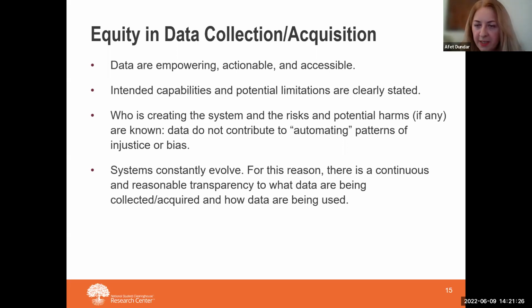Who is creating the system? Risks and potential harms. We all, of course, think that we do not do things that will intentionally harm our learners, but with the algorithm that we are developing, this is more about being intentional. I'm not suggesting or implying that anybody is doing potentially harmful things. And this is an important piece for us also, that data do not contribute to automating, you may have heard it elsewhere, these algorithms automating patterns of injustice or bias. Sometimes it might be bias.